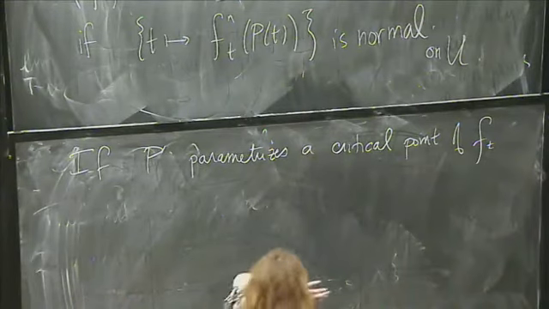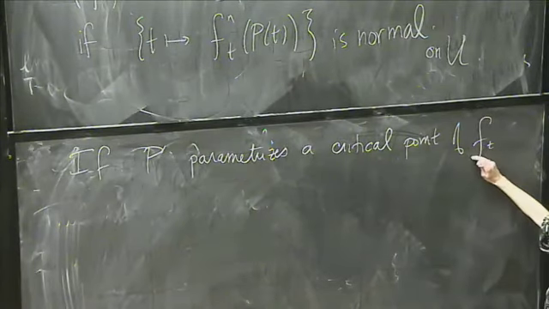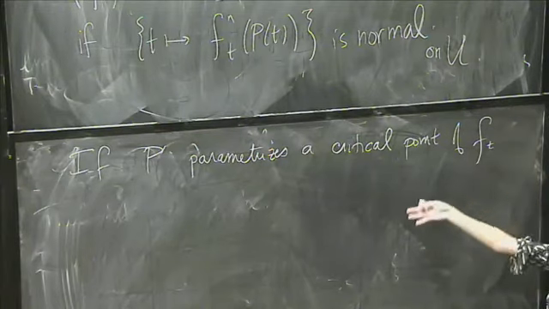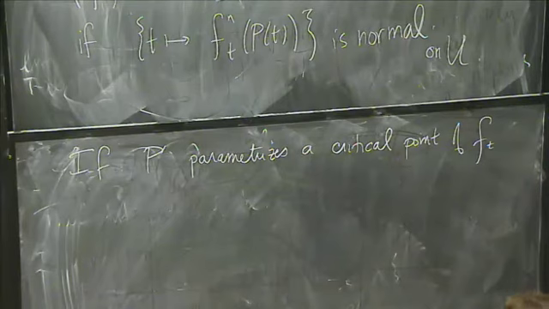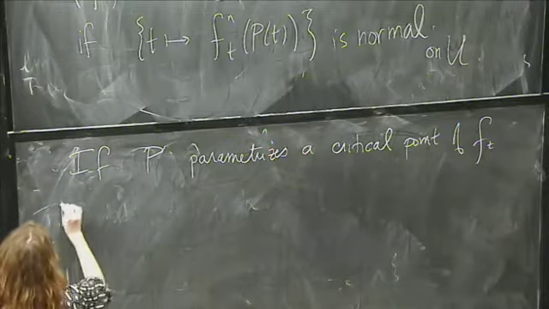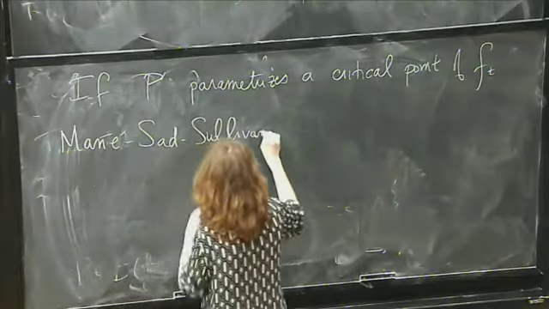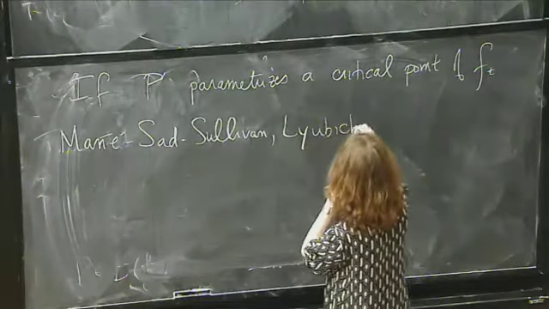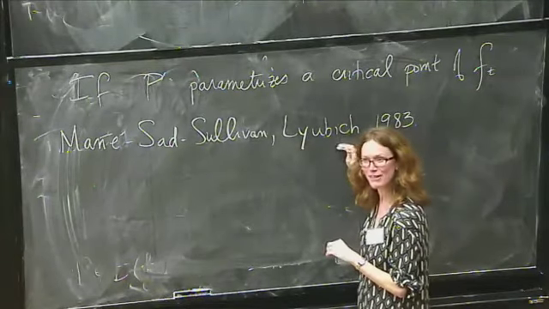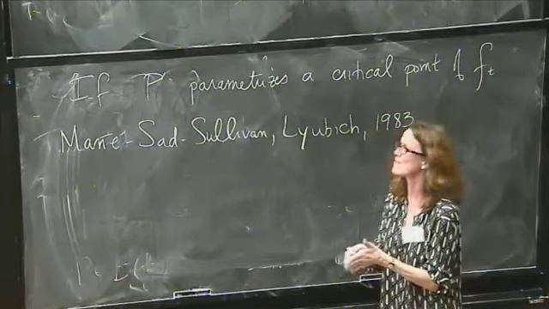I just want to emphasize why this is a familiar notion in complex dynamics. If P happens to parameterize a critical point, then this is exactly how stability is defined or used in the context of holomorphic dynamics. So what is the statement? This is a theorem, independently of Mañé, Sad, and Sullivan, and Lyubich, published in, I guess, 1983. By the way, Misha, where's Misha? I only recently learned about this particular article of yours from 1983, so I have to apologize publicly for not having referenced it for years.